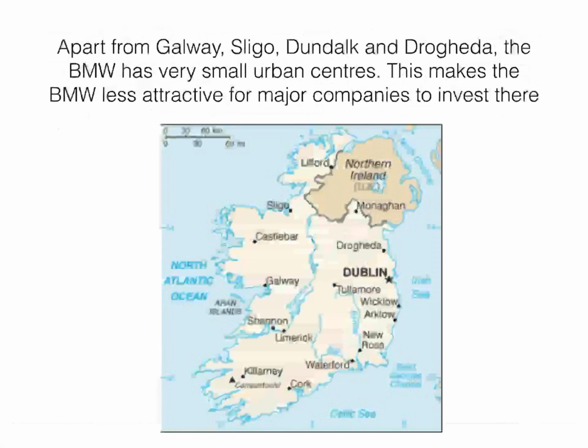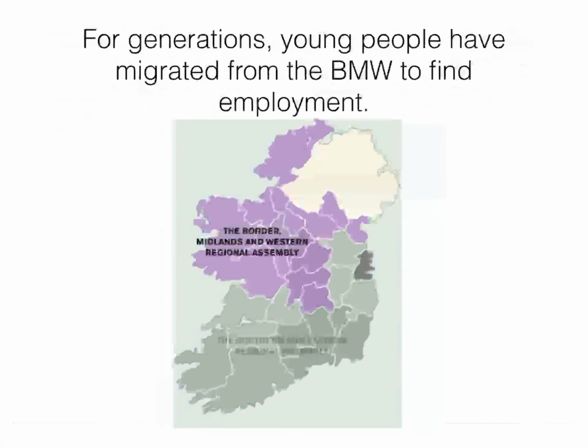Apart from Galway, Sligo, Dundalk and Drogheda, the BMW has very small urban centres, and you need big urban centres to attract major companies. And I know Galway's thriving, it's really prosperous, Sligo, Dundalk, Drogheda, but they're only a few small urban centres in comparison to the big area that is the BMW. So the BMW is less attractive for major companies to invest there. Like, why would they go there where they could go to Dublin, Cork or Limerick or Waterford?